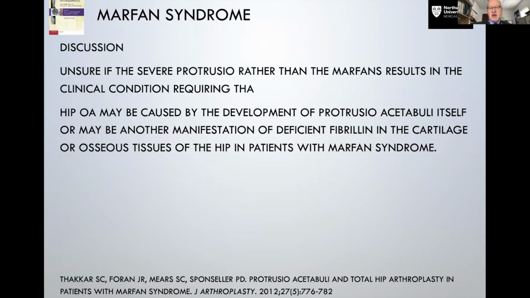Discussion: you may get involved with semantics, and that's whether the severe protrusio rather than the Marfan's results in a clinical condition requiring total hip arthroplasty. Basically, the hip osteoarthritis may be caused by the development of the protrusio itself, or may just be another manifestation of deficient fibrillin in the cartilage or osseous tissues in patients with Marfan syndrome.